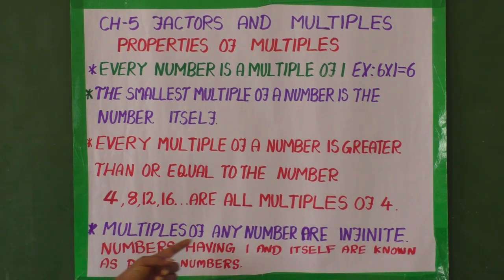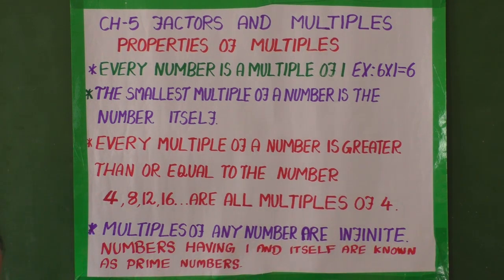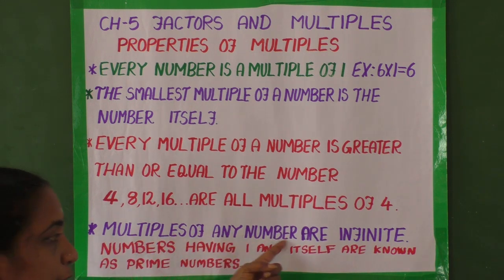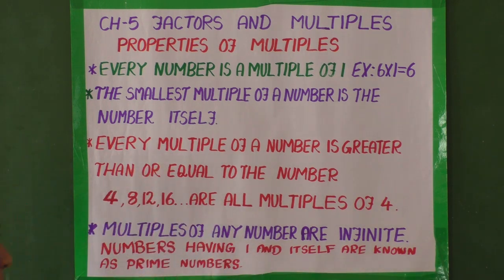Then multiples of any number are infinite. Do you know the last multiple of 4? No. So that's why they gave this point: multiples of any number are infinite. It will go on infinitely. Then what is meant by prime numbers?